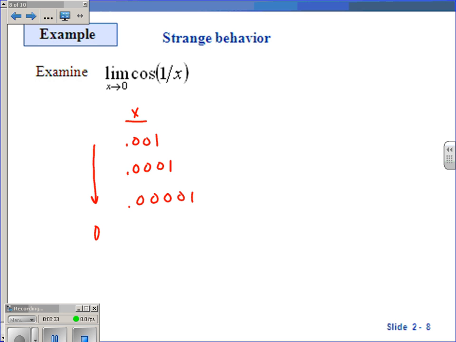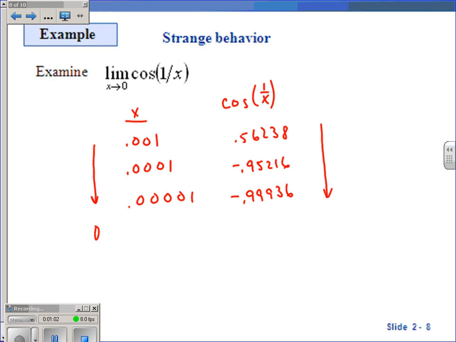Now look at the values of the function cosine of 1 over x for these values. If you put in 0.001 for the x, you come up with 0.56238. Put in 0.0001, you get negative 0.95216. 0.00001, you get negative 0.99936. Well, it looks like then the function's values are getting closer and closer to negative 1.